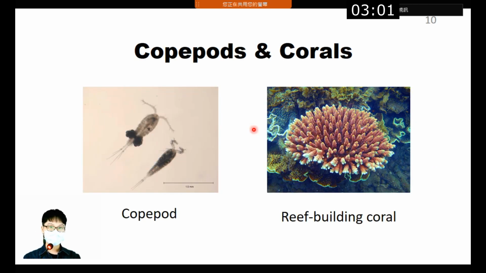Let me make a short introduction about what a copepod is and what coral is. We are going to discuss these two species in the following presentation. On the left hand side is the copepod image, and on the right hand side is an image of reef building coral.